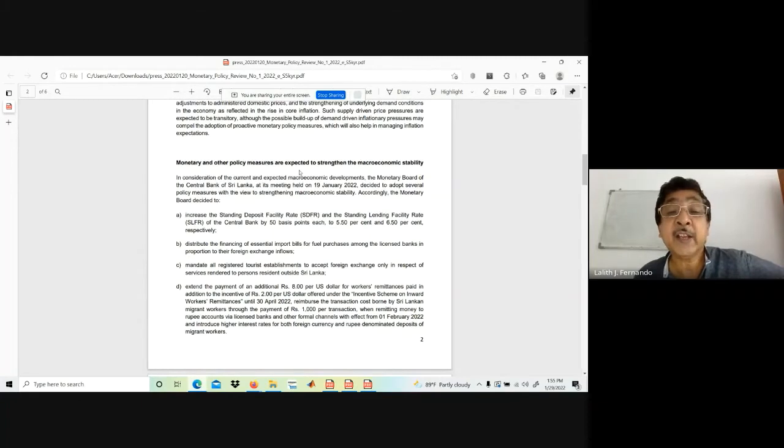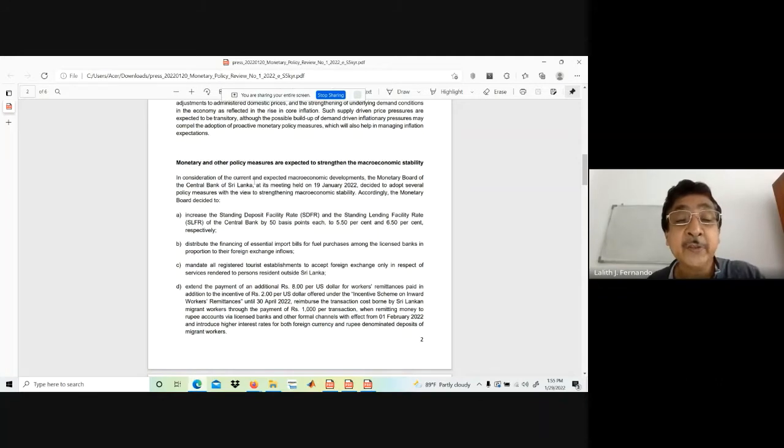Now, I want to just focus your attention on monetary and other policy measures are expected to strengthen the macroeconomic stability. Now, this is the most important thing. Now, in order to strengthen the macroeconomic stability, the central bank has decided these things. But there's a question whether these measures are adequate to address the issue of this weakness of the macroeconomic stability. That is the issue. So that is up to you to decide or up to you to give points on this.